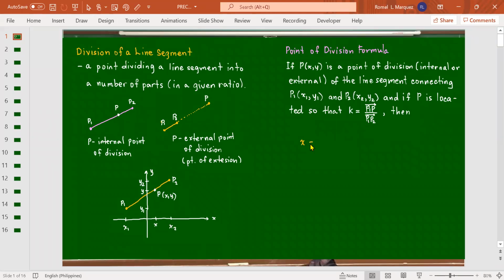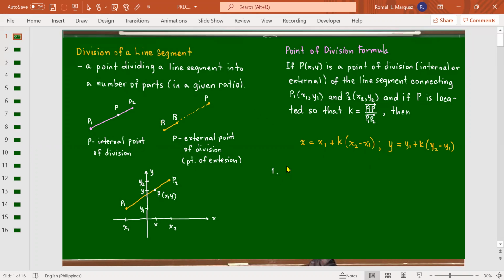x is equal to x sub 1 plus k times x sub 2 minus x sub 1. y is equal to y sub 1 plus k times y sub 2 minus y sub 1. Okay, guys? So let us have the following examples.